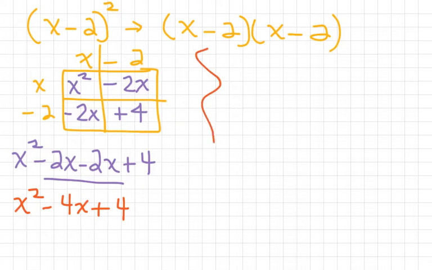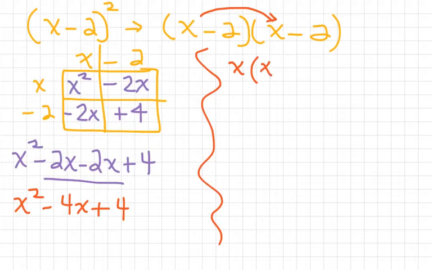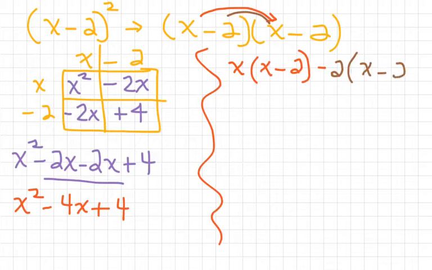Okay, using the distribution method or the distributive property means I'm going to go x times x minus 2, minus, here's my next distribution, 2 times x minus 2. Therefore, I'm going to distribute this way.